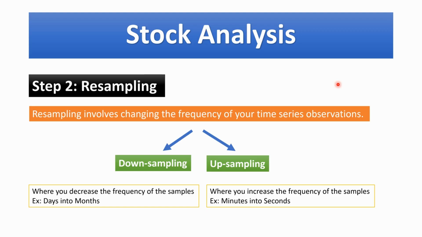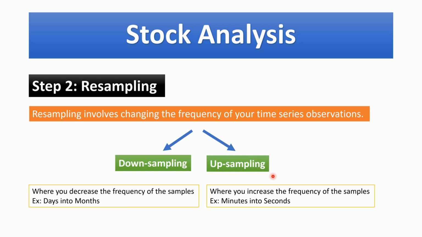So now let's move on to step number 2, which is resampling. Resampling involves changing the frequency of your time series observations. Frequency can be changed in two ways. First is downsampling, where you decrease the frequency of the samples. In our case, we have samples which contain daily data, everyday data, so we can resample that down to months.